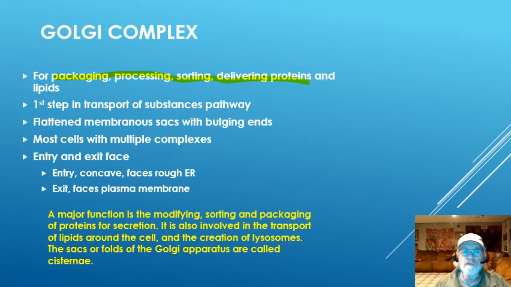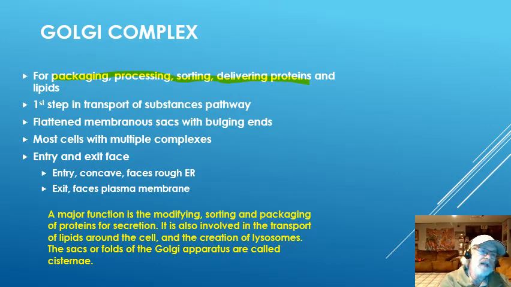So it's actually the first step in figuring out where these materials are going, well, first of all, what they are, how they might be assembled with other things, as well as where they're going to go. Okay, so it's the first step in that transport of substances in the pathway of the cell. They're basically flattened membranes with bulging ends, and most cells have multiple Golgi complexes within them. There are multiple areas with the Golgi complex.